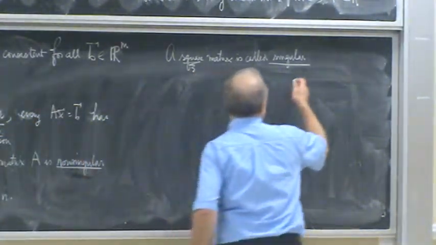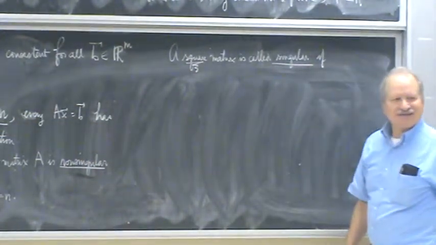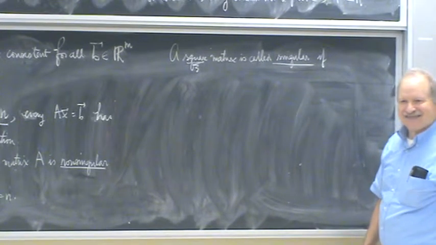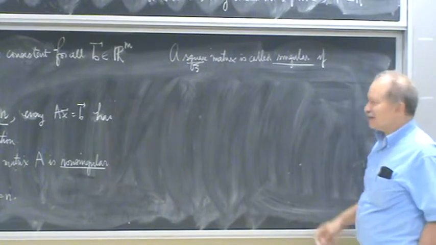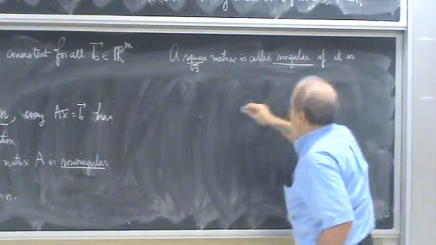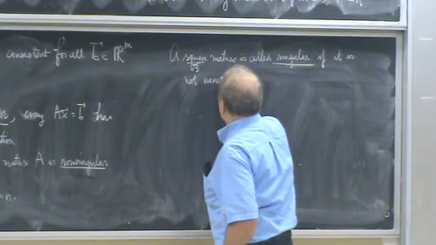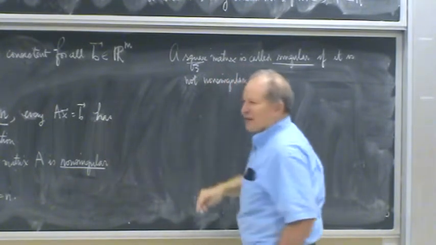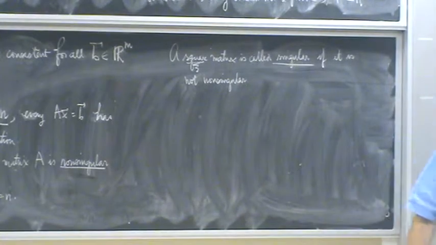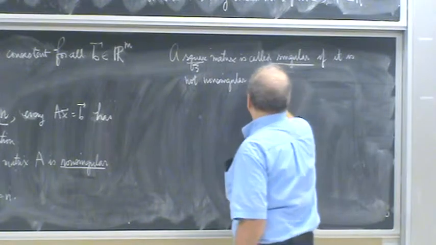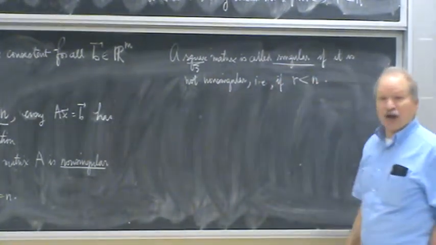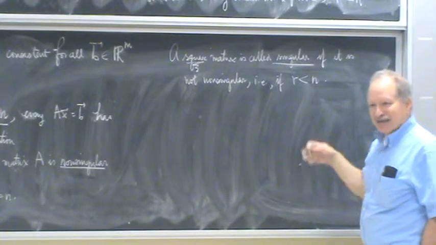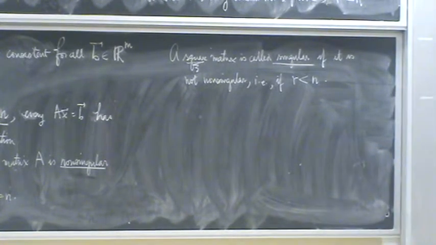So a square matrix is called singular if r is not equal to n. So here's another one of these double negations. If it's not non-singular, in other words, r either doesn't equal m or doesn't equal n. Well, it's square, right? So if r is less than n, it's called singular.